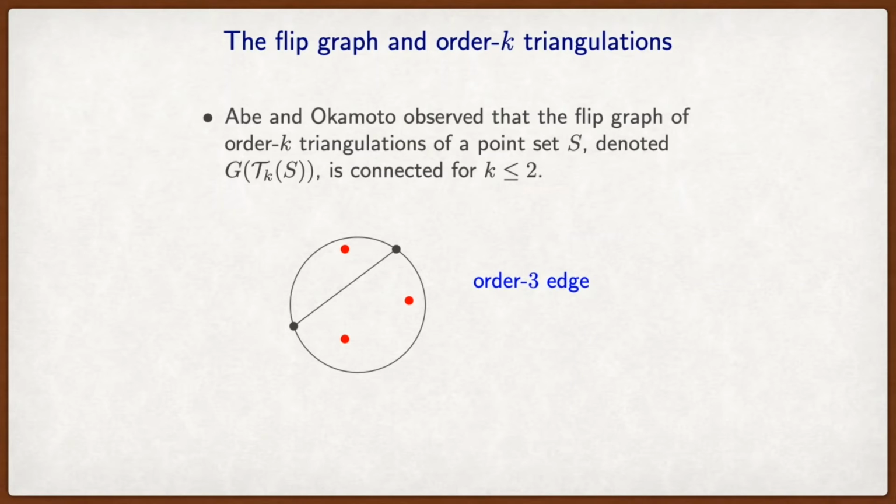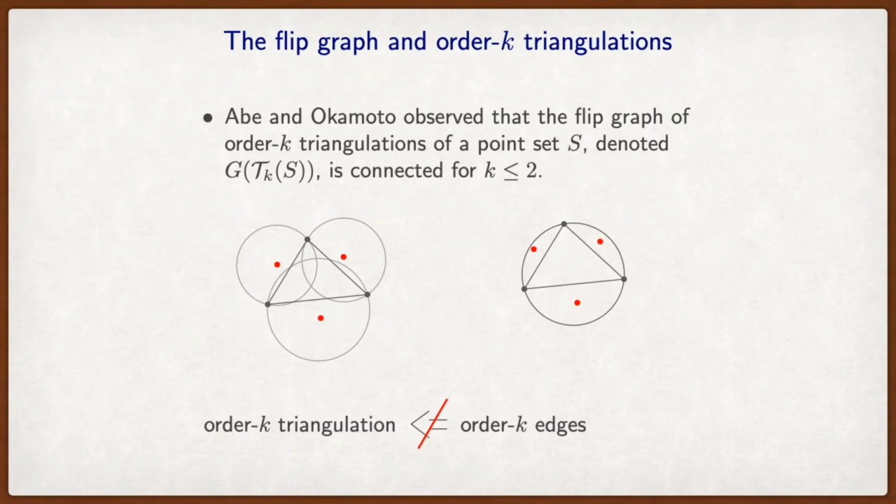Now, by definition of order K triangulation, notice that the edges of an order K triangulation are order K edges, since the circumcircle of each triangle is a circle that passes through each edge of the triangle of the triangulation and encloses at most K points. However, the converse might not be true. As in this case, we have 3 edges of order 1, but the triangle of such edges defines an order 3 triangle, meaning that any triangulation containing these 3 edges will be at least an order 3 triangulation.